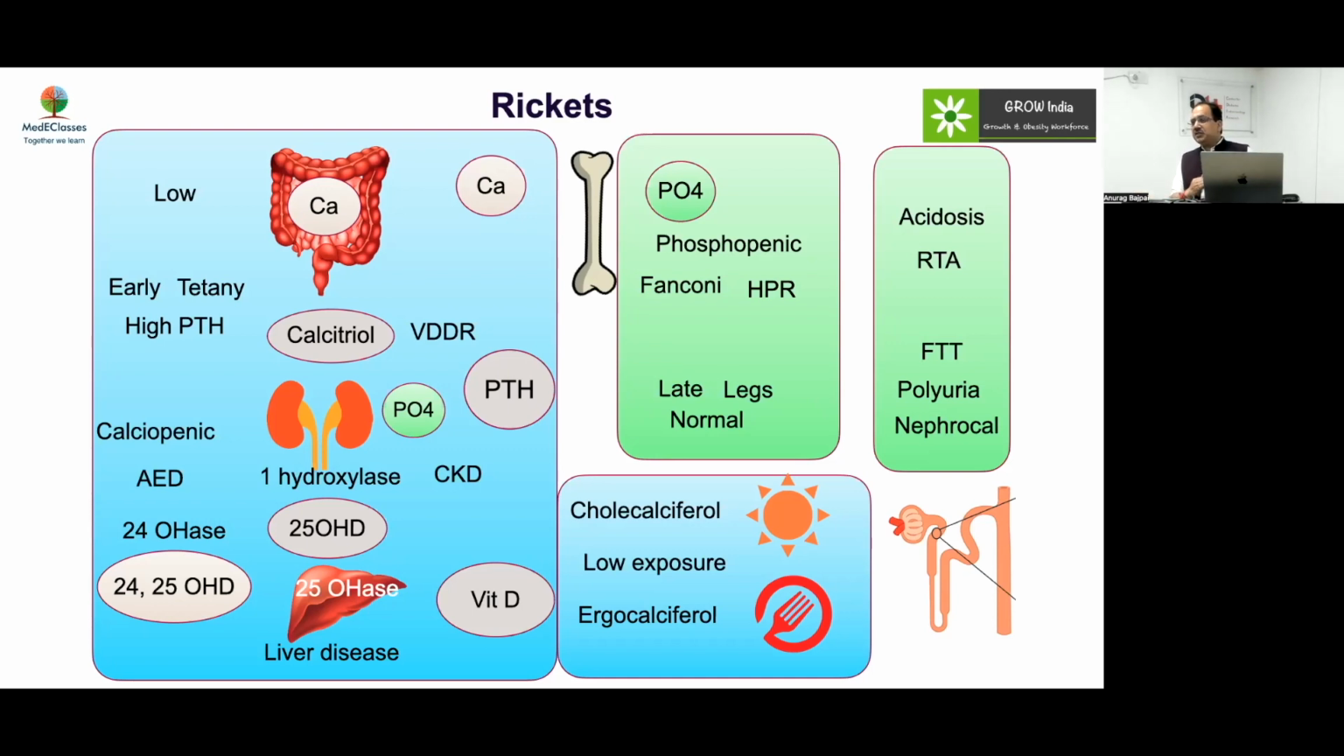Distal RTA presents a bit later, but the severity of acidosis is much more. You may have hypokalemia. You will develop nephrocalcinosis. And if you don't treat early, you will develop pathological fractures, very, very fragile bone.